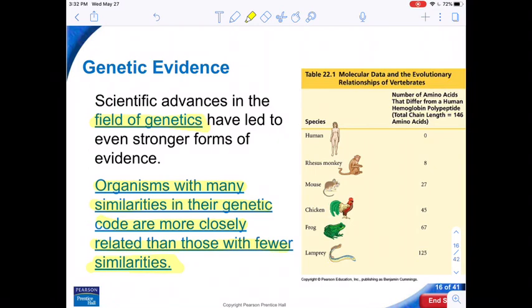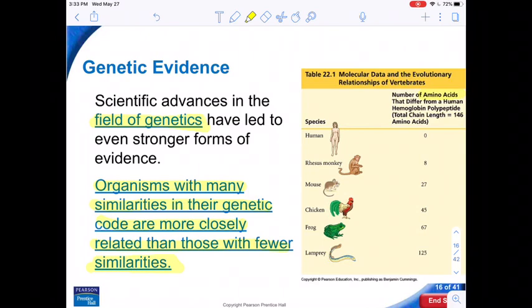This data table is called a molecular clock, and what it does is count up the number of differences in the amino acids that differ between humans and other animals on this list. And the more differences there are, the longer they have been evolving separately. So the less closely related they are.